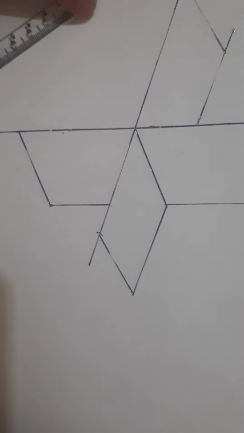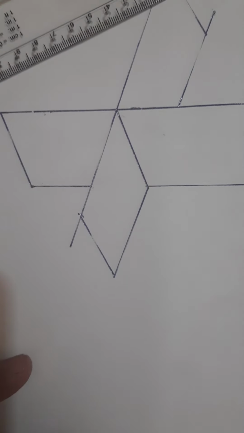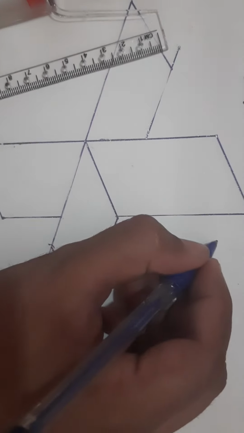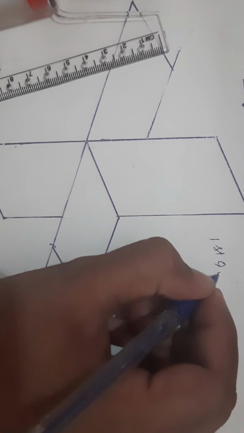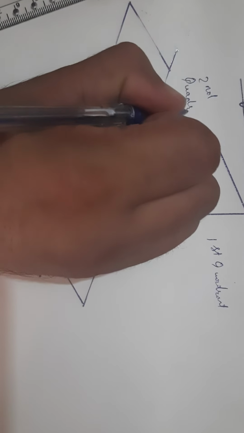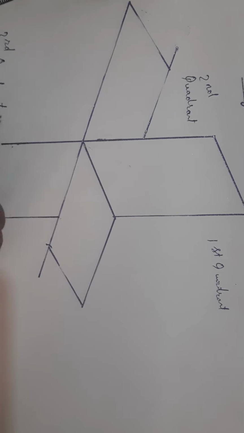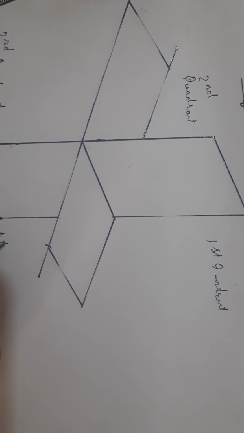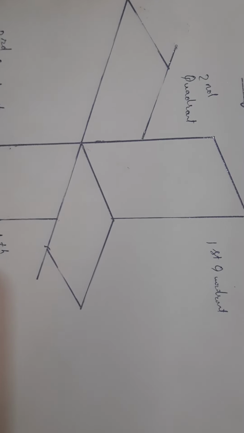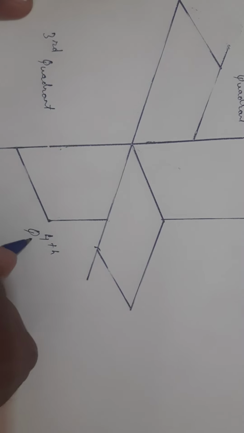Now, just for the explanation part, first quadrant, second quadrant, I'll be mentioning it over here. This is first quadrant. This is second quadrant. This is third quadrant. And the last one over here is fourth quadrant. Just to make you see it very clearly, fourth quadrant.